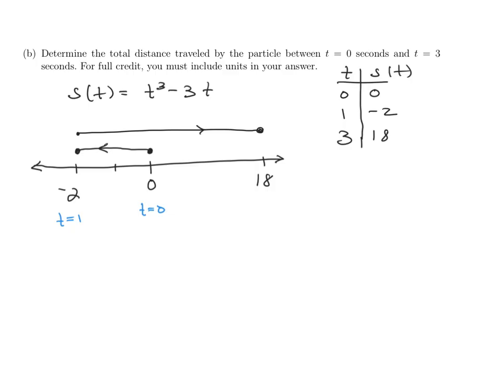What is the total distance traveled by this particle? Well, this distance is 2. This distance is 2 plus 18 more, that is 20. So the answer should be 22.